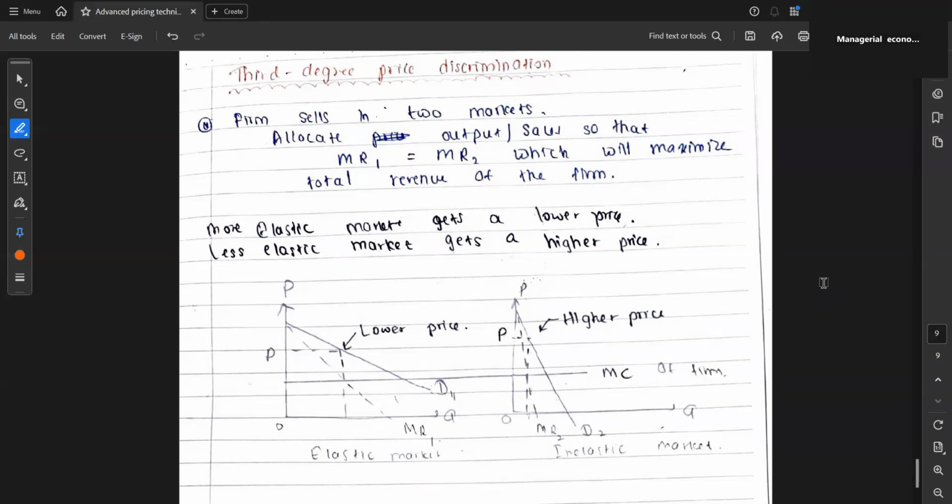At such a point, as marked here, when the marginal revenues are equal, a lower price will be charged for the comparatively elastic market, while a higher price will be charged for the comparatively inelastic market. So in that manner, the firm has the ability to obtain a higher amount of revenue.